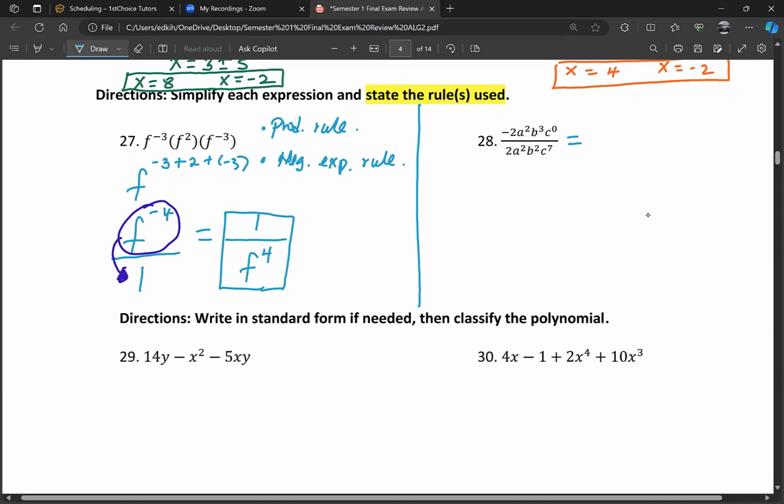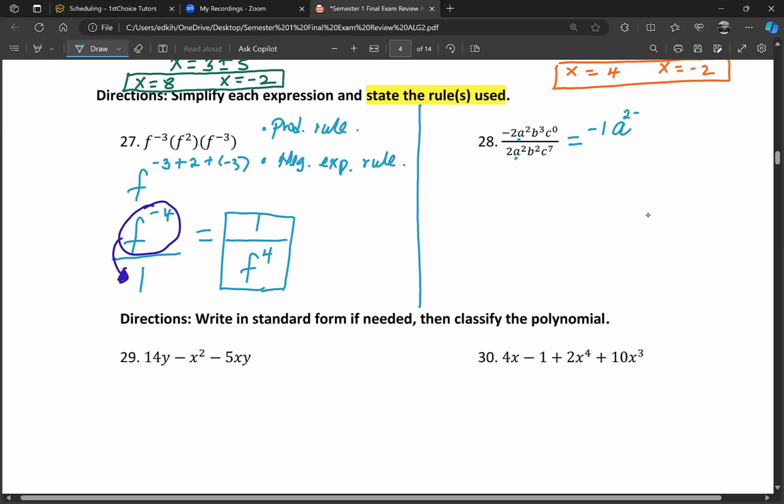Starting with a negative 2 divided by 2, well, that's just going to be a negative 1. Simplify this fraction, negative 2, just simple math. Negative 2 divided by 2 is negative 1. Okay, so moving on to the a values. So we have a squared divided by a squared. In this case, if you have the same base and we have the same base with a's and they're being divided, you simply subtract the 2.